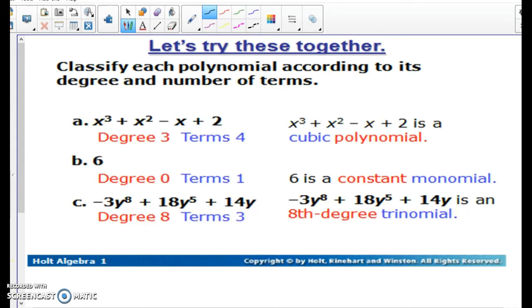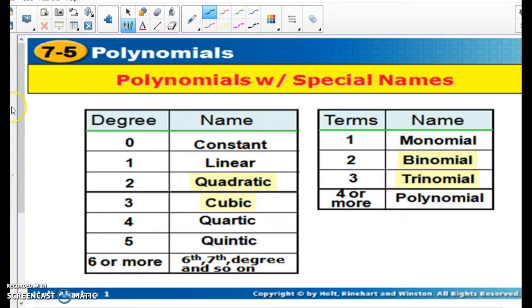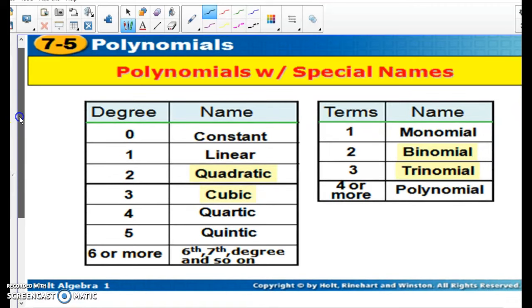So I would suggest definitely keeping this somewhere, writing this down so you can remember all these, and then you can kind of just look at the chart of, okay, it has a degree of 2, and it has 1 term, so I know it's going to be a quadratic monomial. Once you get past that, I don't think this lesson should give you any trouble.